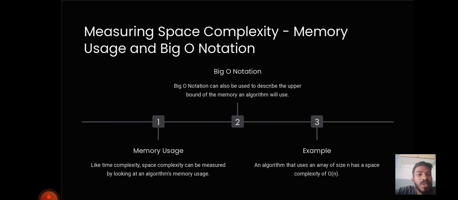Measuring space complexity: memory usage and big O notation. Space complexity can be measured by looking at an algorithm's memory usage. Big O notation can also be used to describe the upper bound of the memory an algorithm will use. Example: an algorithm that uses an array of size n has a space complexity of O of n.